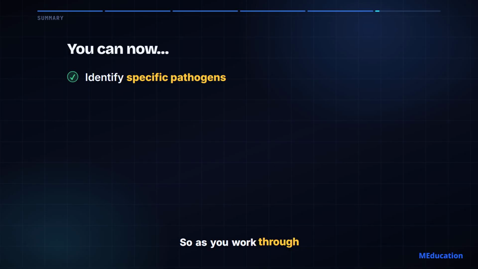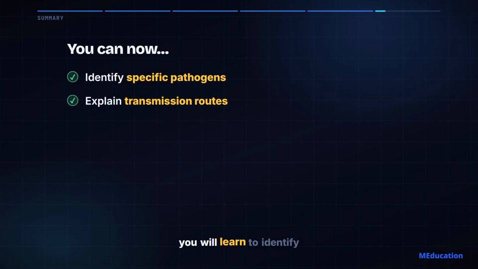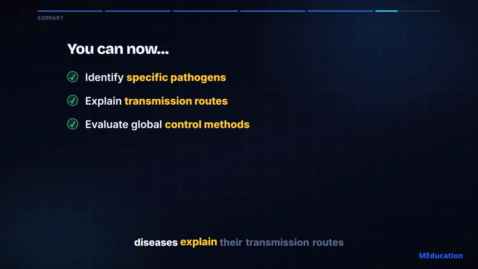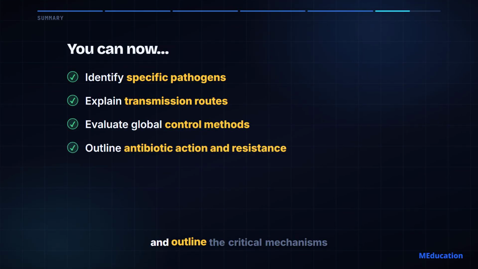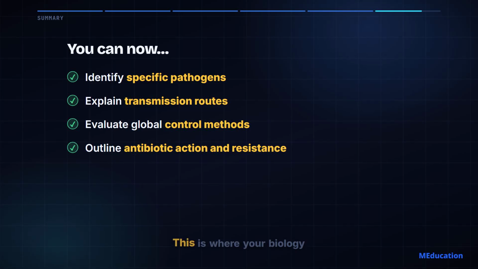So, as you work through this unit, you will learn to identify the exact pathogens behind major diseases, explain their transmission routes, evaluate global control methods, and outline the critical mechanisms of antibiotic action and resistance. This is where your biology knowledge saves lives.